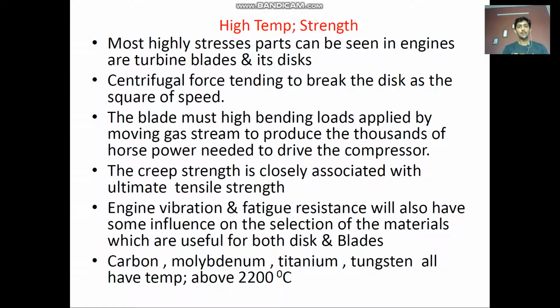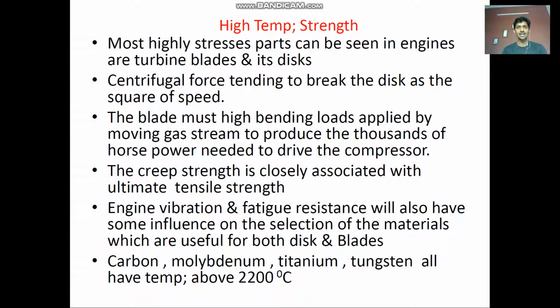Next topic is high temperature strength. When we speak about high temperature strength, first we need to think about the zone where there is a very high temperature. That is nothing but the combustor exit zone or the turbine inlet zone. That is the zone where we find very high temperature, and the strength requirement is relatively higher. The most highly stressed parts in engines are turbine blades and their disk.